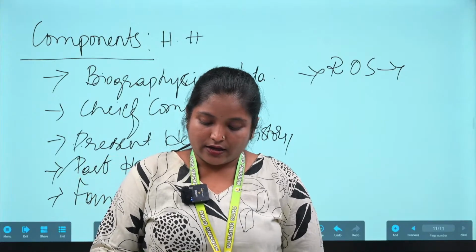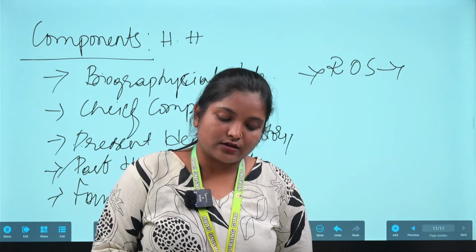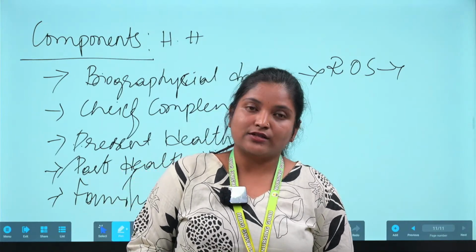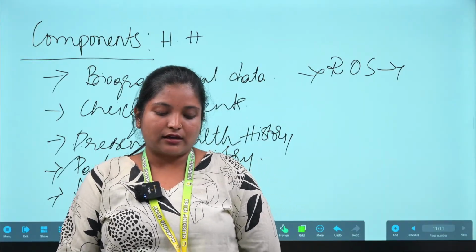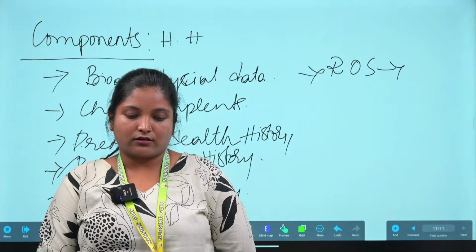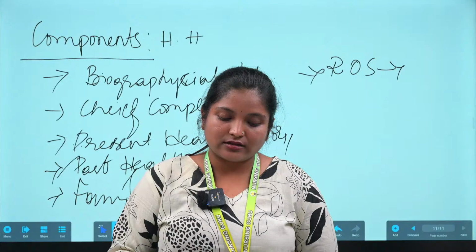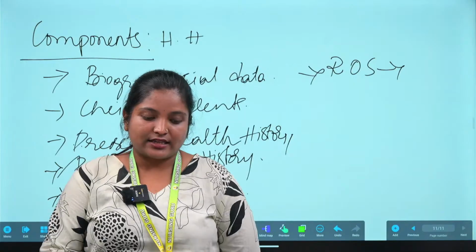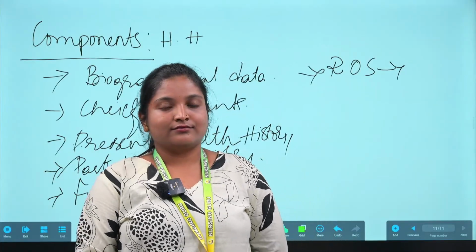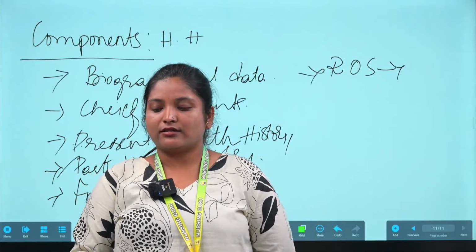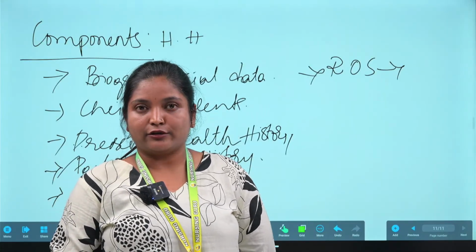The next ones are education and occupation, financial resources, and environment: physical environment, spiritual environment, and interpersonal environment, which you are supposed to focus on. Then the lifestyle pattern, and regarding disability and sexuality, you are also going to ask in the history collection. These are the major components.